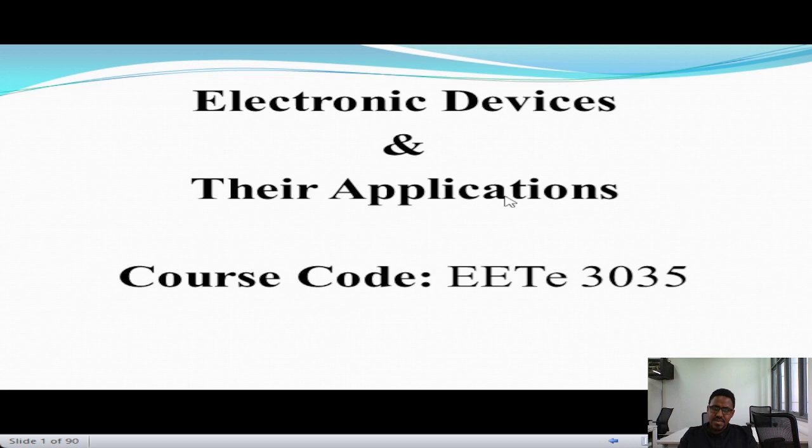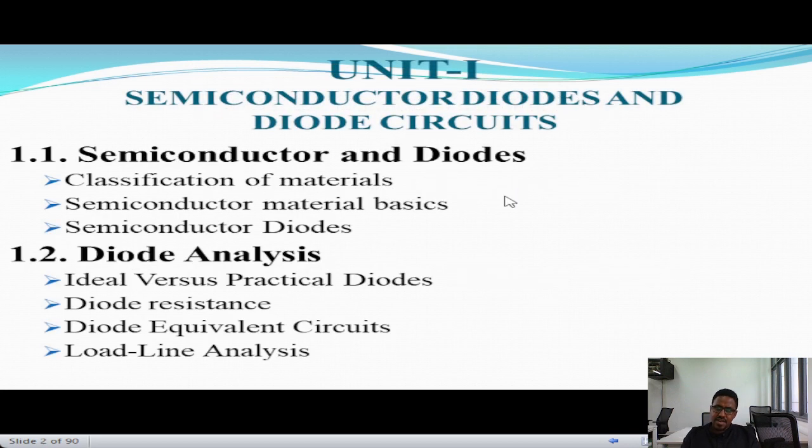Today we will learn about semiconductor diodes and diode circuits. In this unit, we have four main topics. In the first topic, semiconductor and diodes. In subtopics of this, about classification of material, about semiconductor material, and also how to form semiconductor diodes.